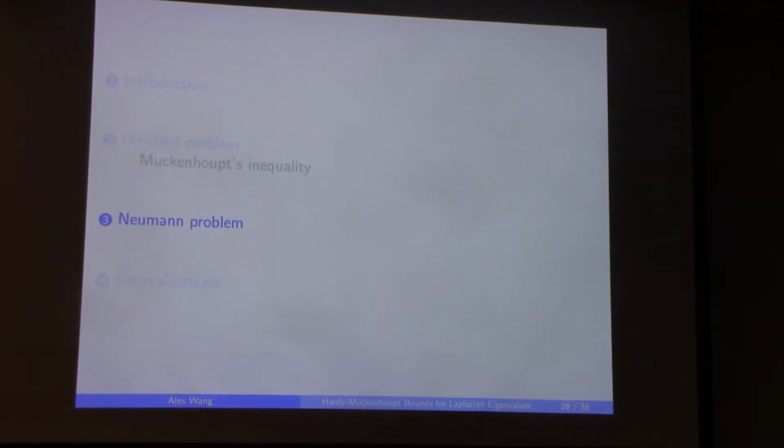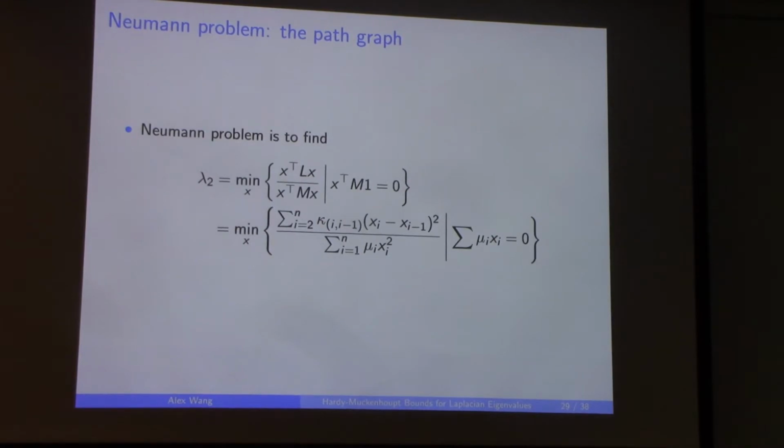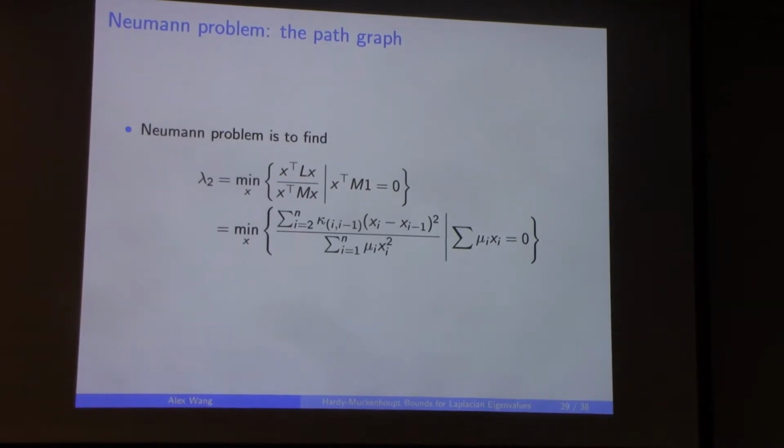For the remainder of the talk, I'm going to tell you how to take the bounds on the Dirichlet eigenvalue that we got, and upgrade them to bounds on the Neumann eigenvalue. Just to recap, the Neumann problem is to find the minimum of this Rayleigh quotient subject to these boundary conditions.